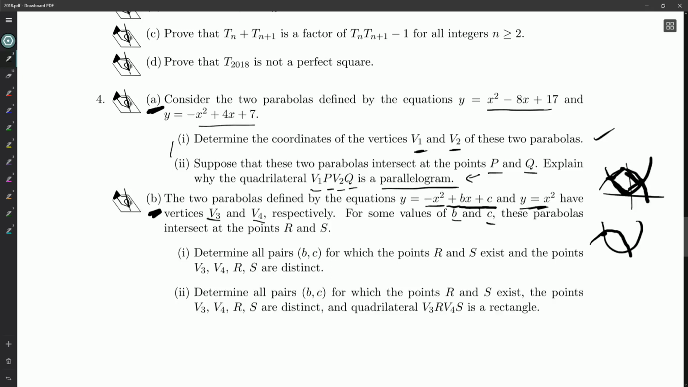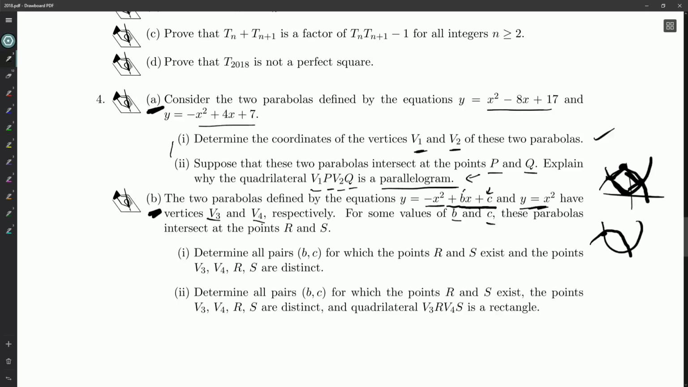Interesting. Rectangle, we really just need to show it's a parallelogram and has right angles. And right angles just mean negative reciprocal slopes, I guess. And we should be able to find, in terms of B and C, not only the vertex, but the intersection points. Alright, well, we'll let B sort of stew in the back of our minds for a little bit.